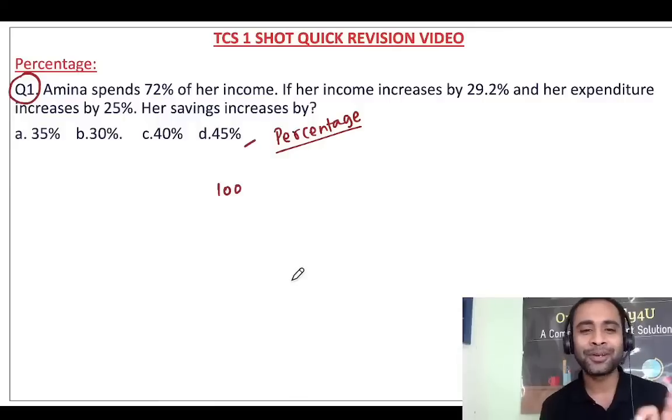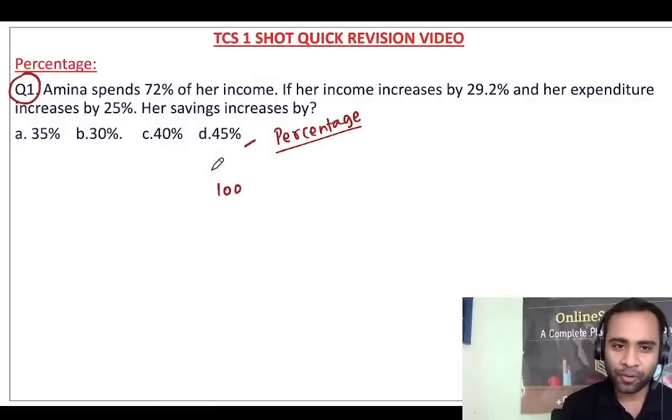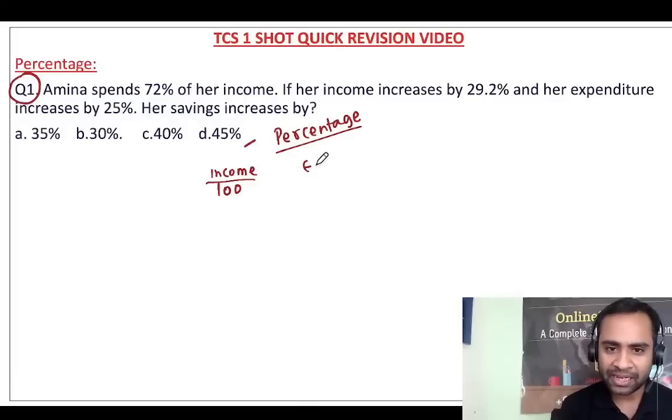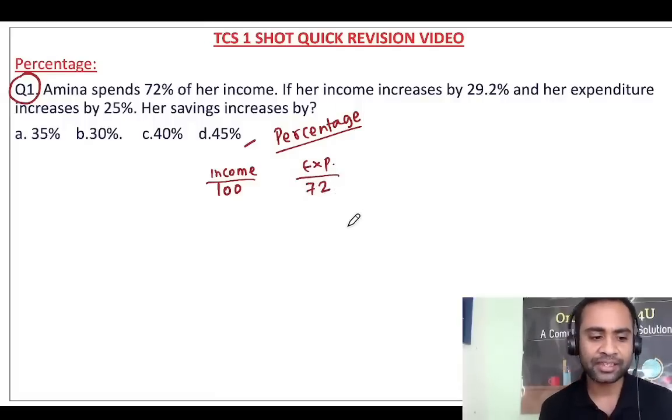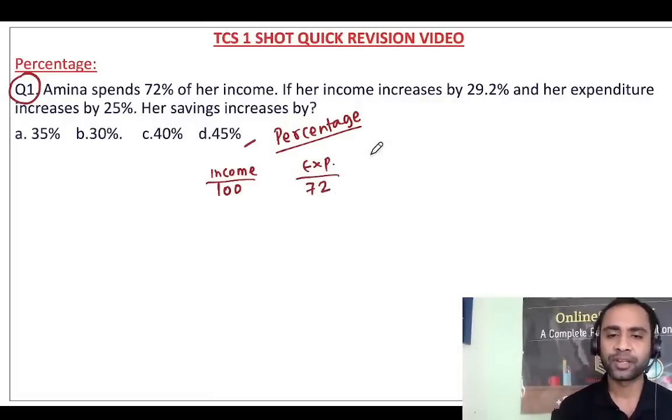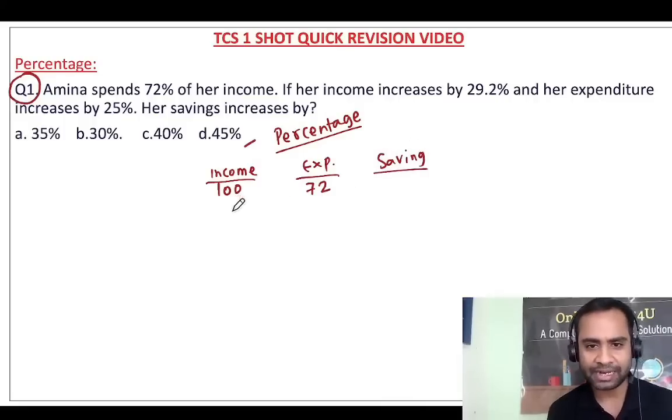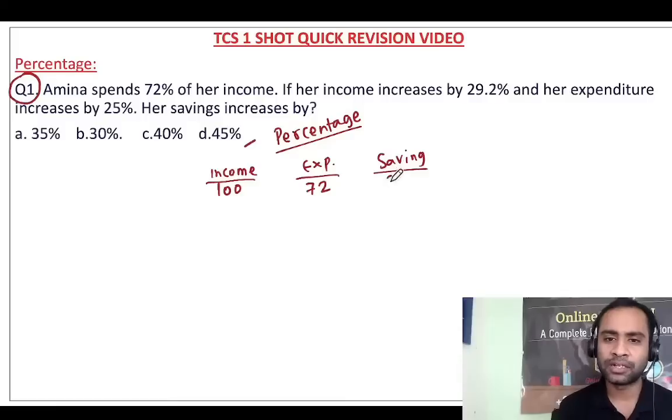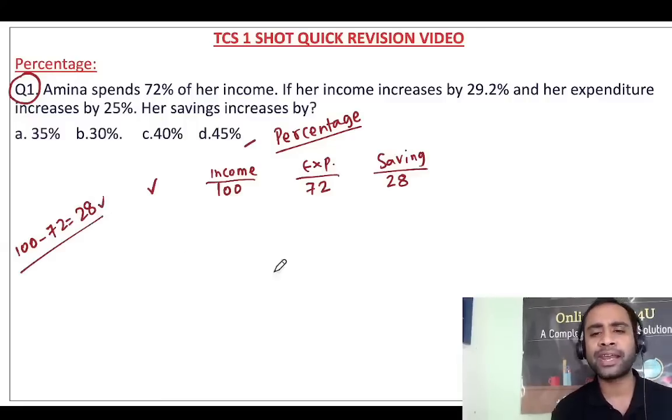Sir, I will do that only. Okay. Now, suppose the income is 100 rupees. Amina is spending 72% of her income, that means 72 rupees. Then what will be the saving? If your income is 100 and expenditure is 72, then the saving will become 28 rupees. Income minus expenditure: 100 rupees earning, 72 rupees spending, so 28 rupees will be saving.